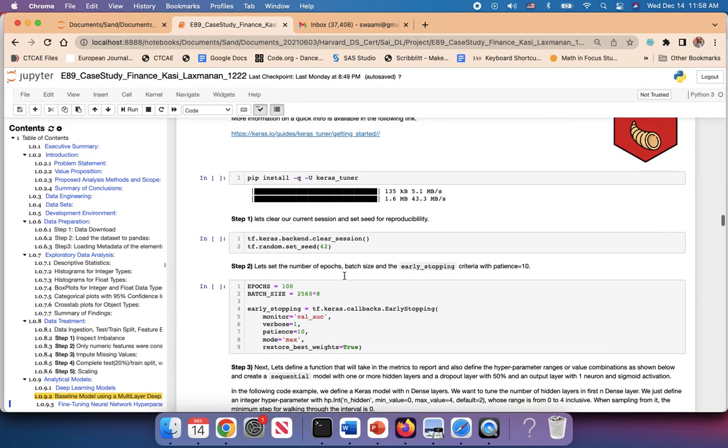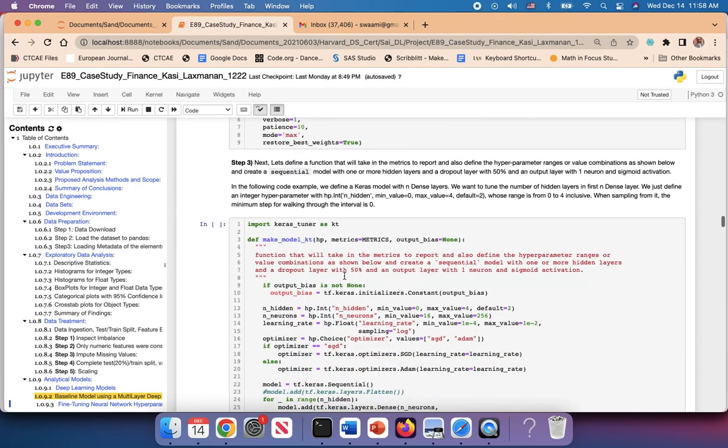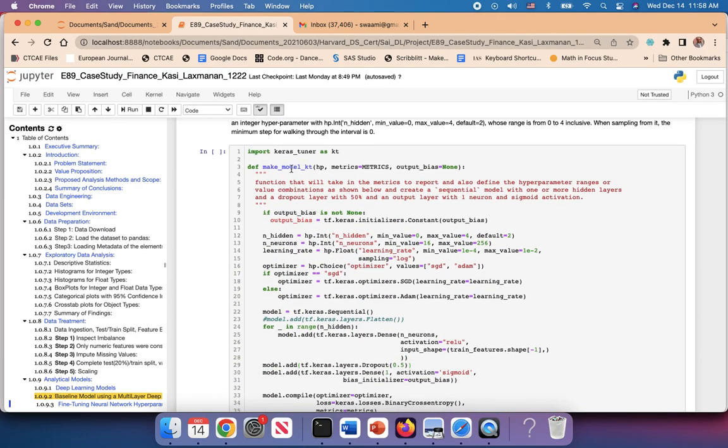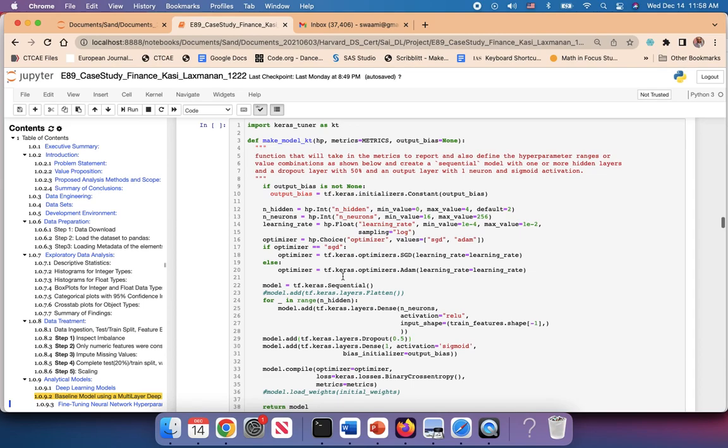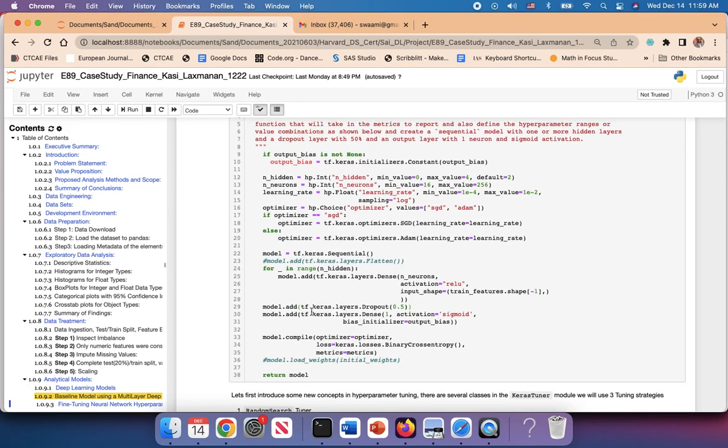So first we'll install them, and then we'll start off by first defining a function which will, as previously seen, define those metrics, and then it defines some of the hyperparameters for hidden layers and for neurons, and then the learning rate and the optimizer choices. Then we will go ahead and define the model with a loop that goes in for the selection of the number of layers and number of neurons in each layer, and also add a dropout and a dense layer as we've seen before.